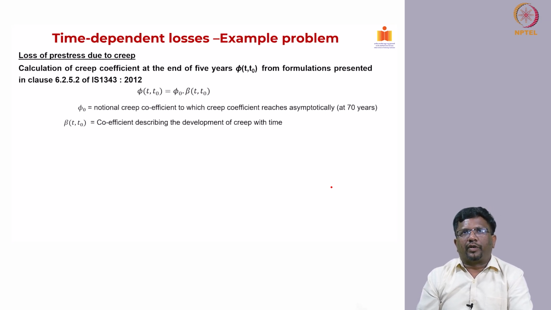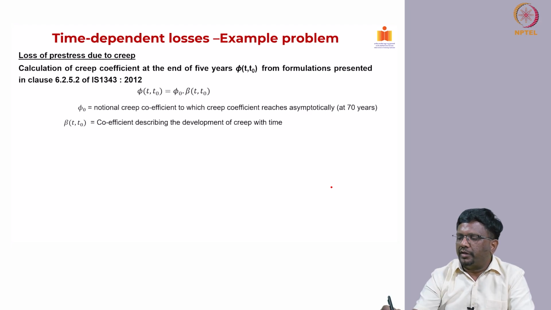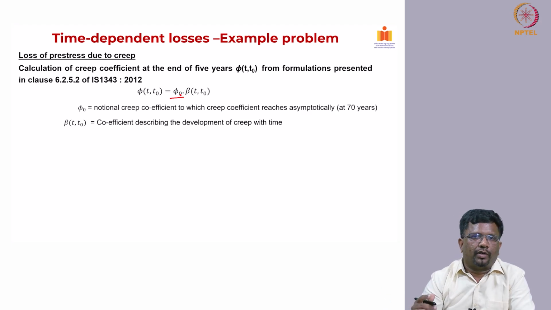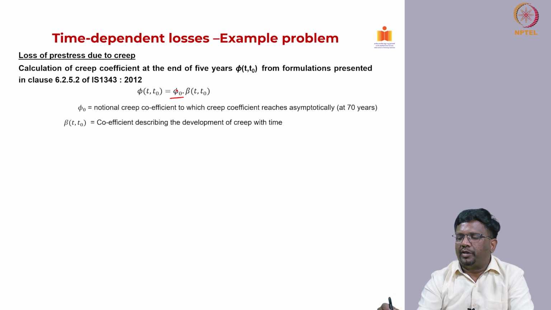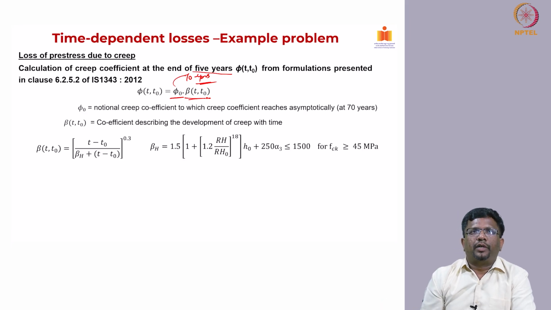Now that we have calculated all these coefficients, this is the phi naught that we have done. Again, one from table, one from equations. Whatever the way that you do it, this is the value that happens at 70 years. Now what we are interested in is calculating at 5 years, at the end of 5 years. So we need to apply some reduction factor that depends upon T naught, the age of loading.